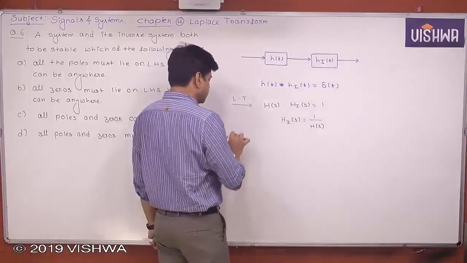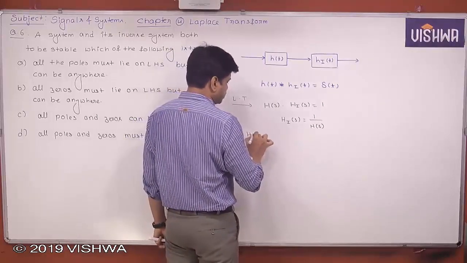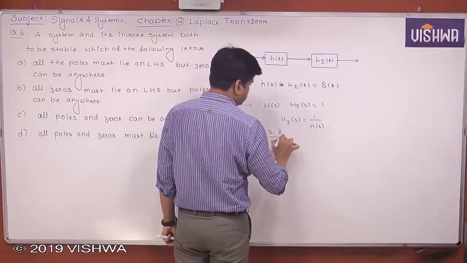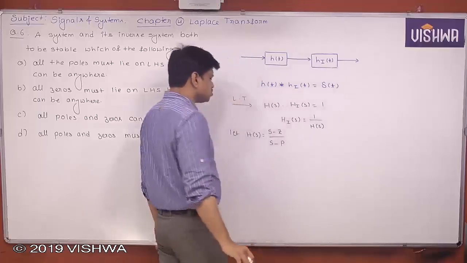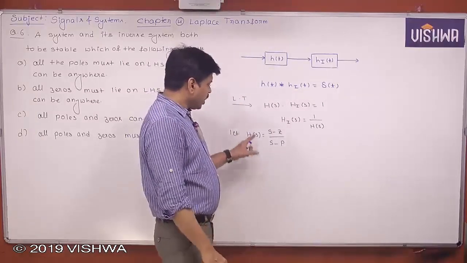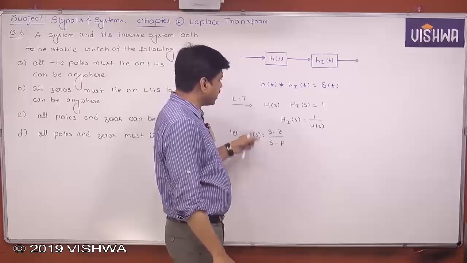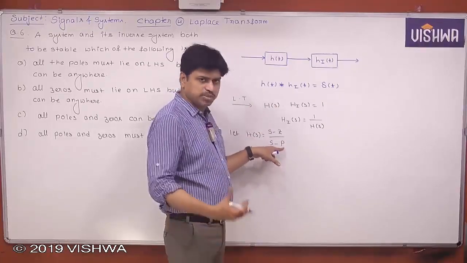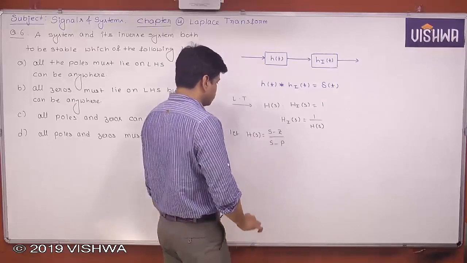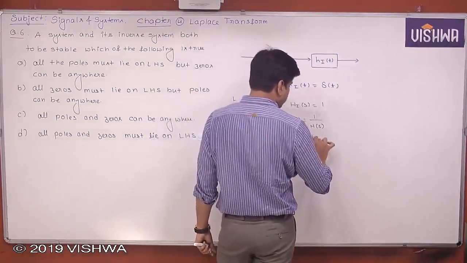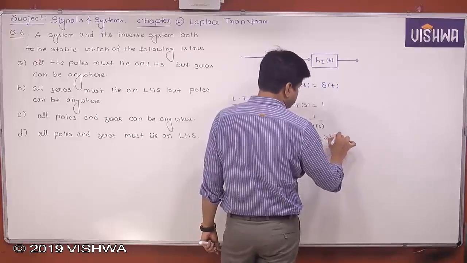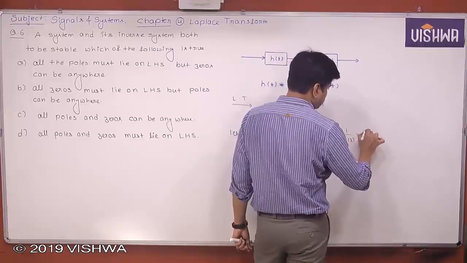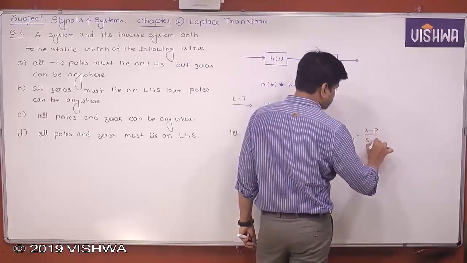Okay. So let H of s be equal to, let's say, s minus z by s minus p. Let's assume. So I can say this system is stable and the inverse system is also stable. If the system is stable, the pole p has to be in the left half of the s-plane. That's okay. But from this, what is Hi of s? Hi of s is equal to 1 by H of s, that is equal to s minus p by s minus z.